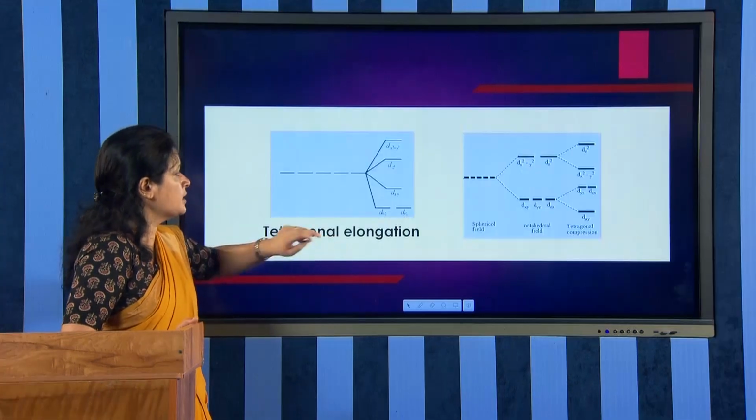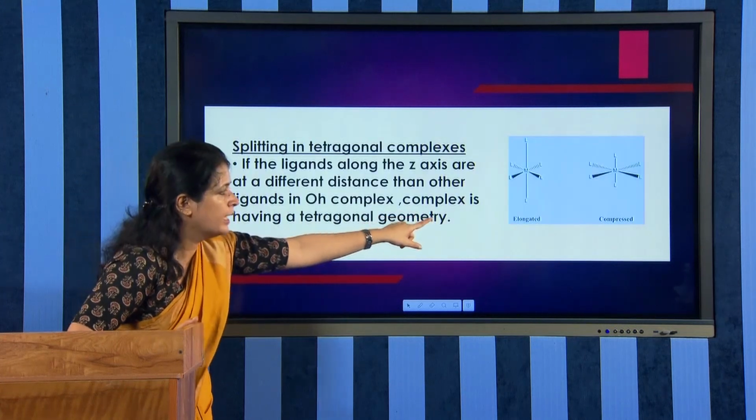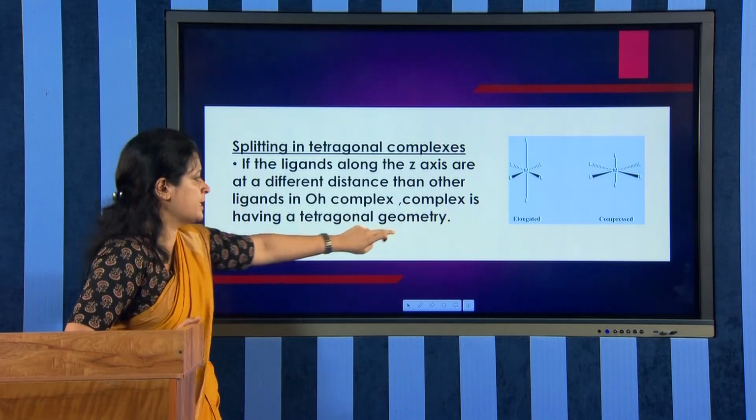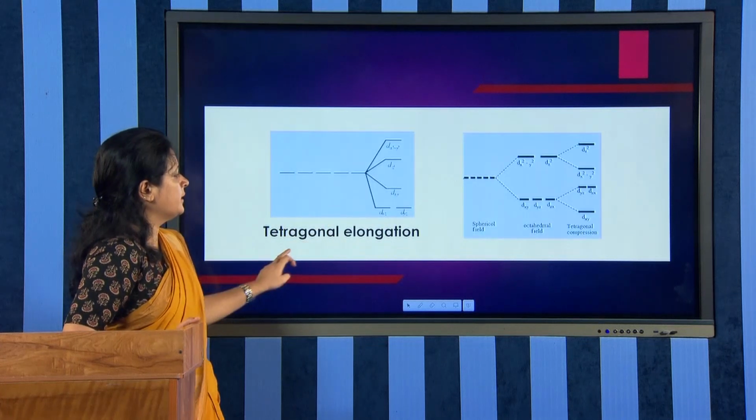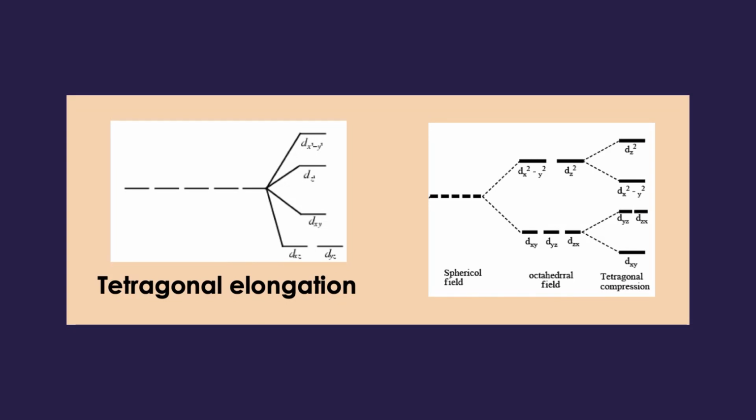because the metal ligand distance is different in this case. Both the cases you can see. You have the 2 cases. I have already told you that the elongated case and the compressed case are there, and now we can consider the tetragonal elongation, that is the first case, meaning the ligands along the z-axis are elongated, or they are at a greater distance when compared to the other 4.